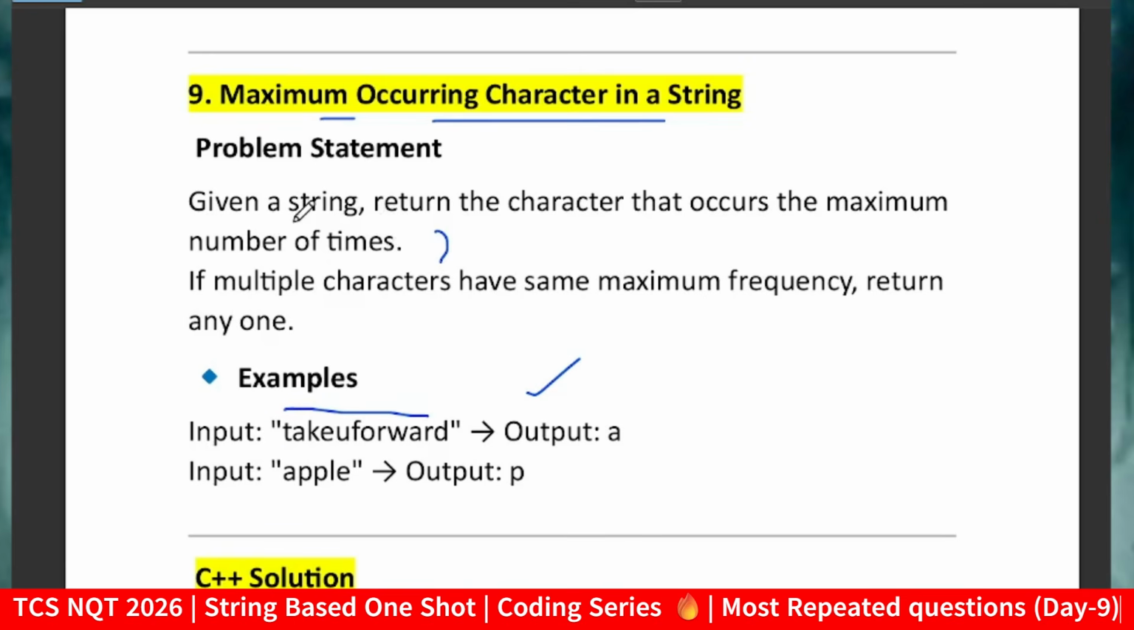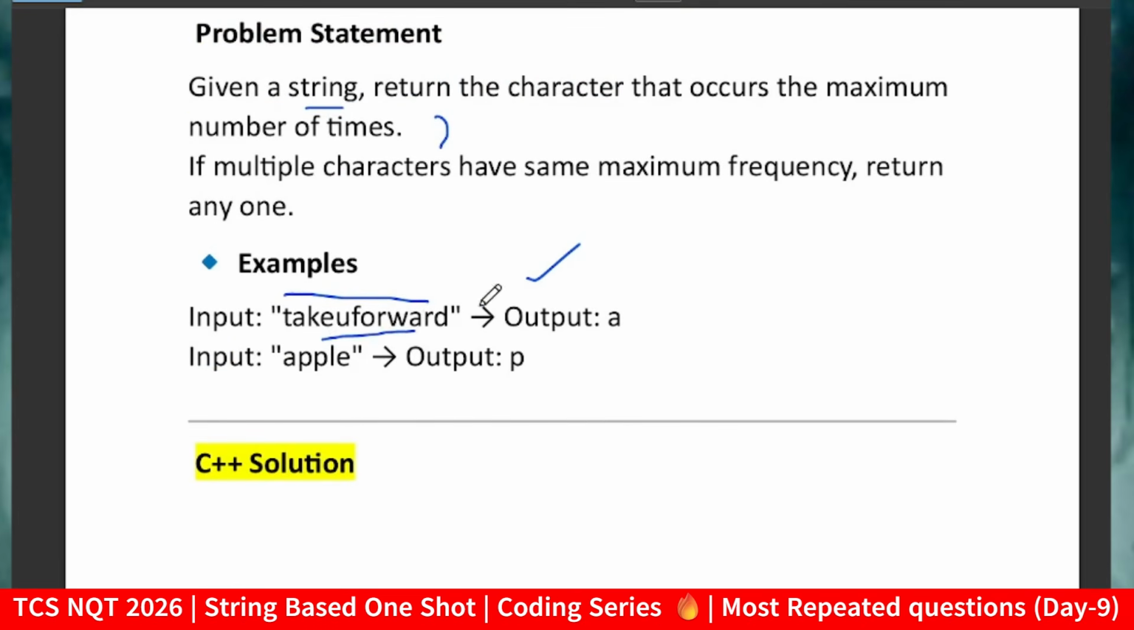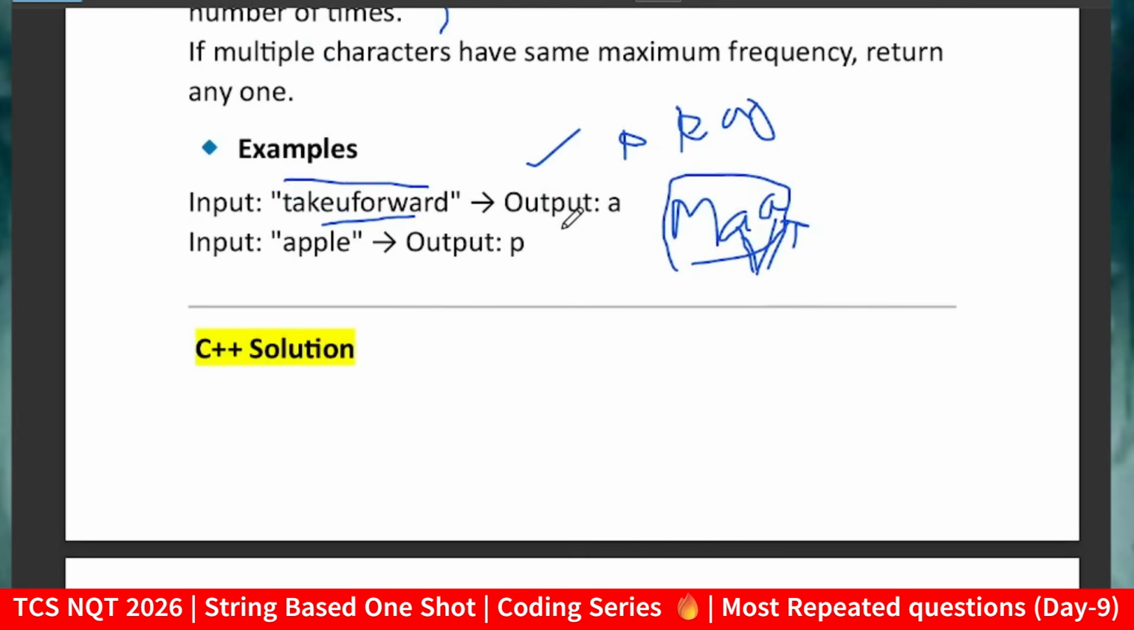So the question says you have to take a string as input and return the character that occurs the maximum number of times. For example, take "take you forward", or let me check "learning with RAM". Let me take a simple value, "ma ma", which is a good example. Which character is appearing the most number of times? That is a. So you have to print a. Similarly here the output will be a, because a is appearing more times, or the frequency of that particular character is more.